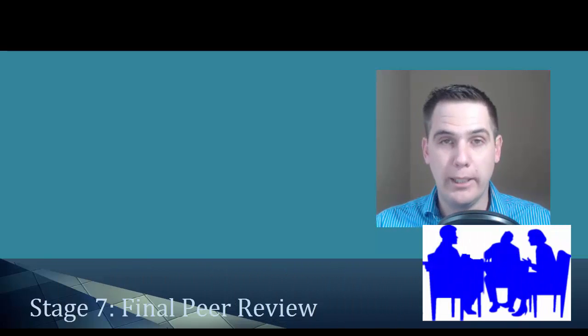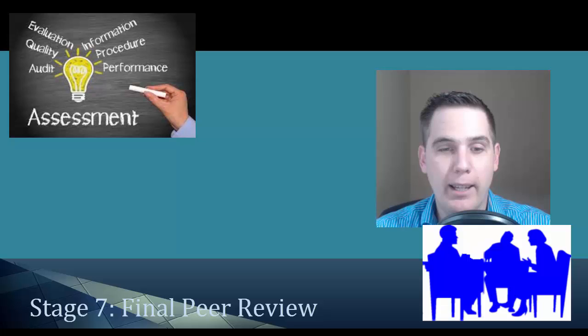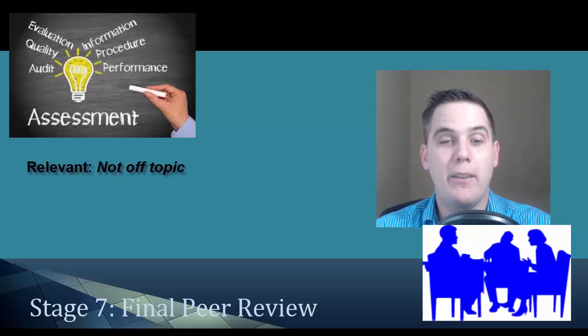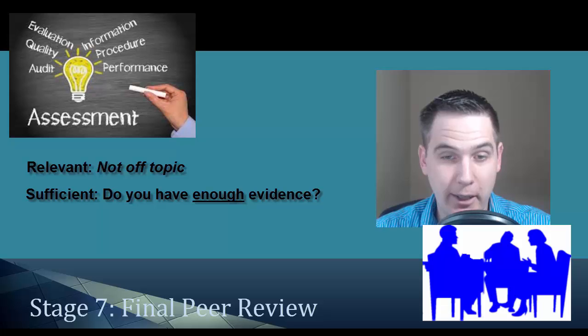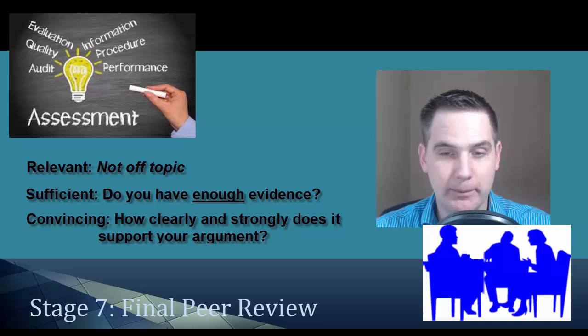Stage 7, you've completed your write-up or your model or whatever assessment I've assigned to you, and it's time for the peer review. This is your last chance to get constructive feedback. Have other students check your work, not for grammar, spelling, that kind of thing, but for, is my science good? Is my evidence strong? And there are 3 things that you'll be looking for. Is your evidence relevant? Is your evidence sufficient? That means, is there enough of it? And is it convincing enough to support your argument? And if it's not, then what can you do about it?